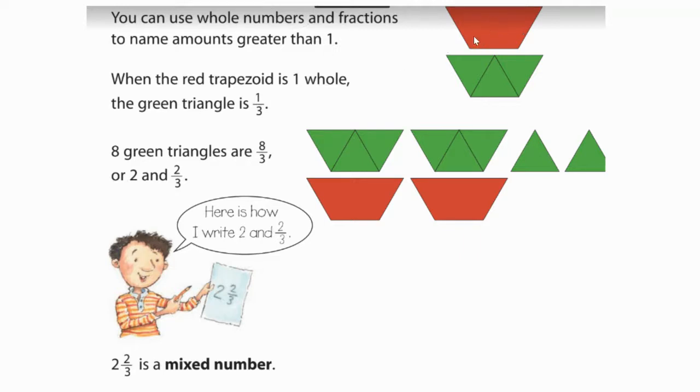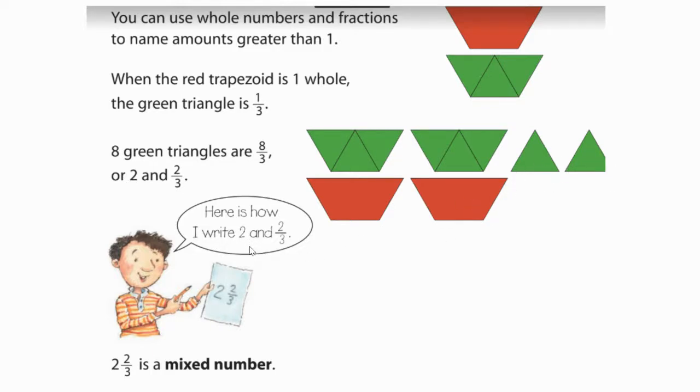So when the red trapezoid is 1 whole, the green triangle, so each part of it equals 1/3 of a whole. So 1/3, 2/3, 3/3, which is 1 whole. So 8 green triangles are 8/3. So remember that when there's one whole trapezoid here, it equals 3 parts of green. So 8 green triangles are 1, 2, 3, 4, 5, 6, 7, 8. 8/3 of one whole, what one whole would be compared to. Or you could write 2 and 2/3.